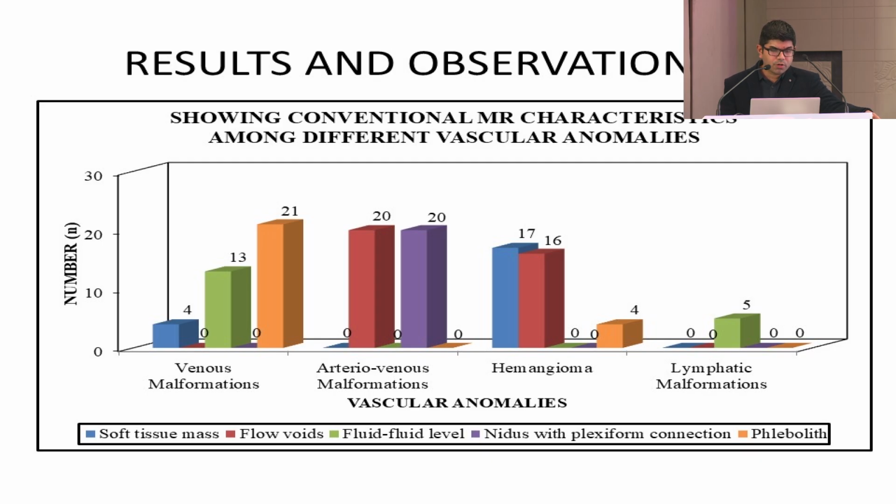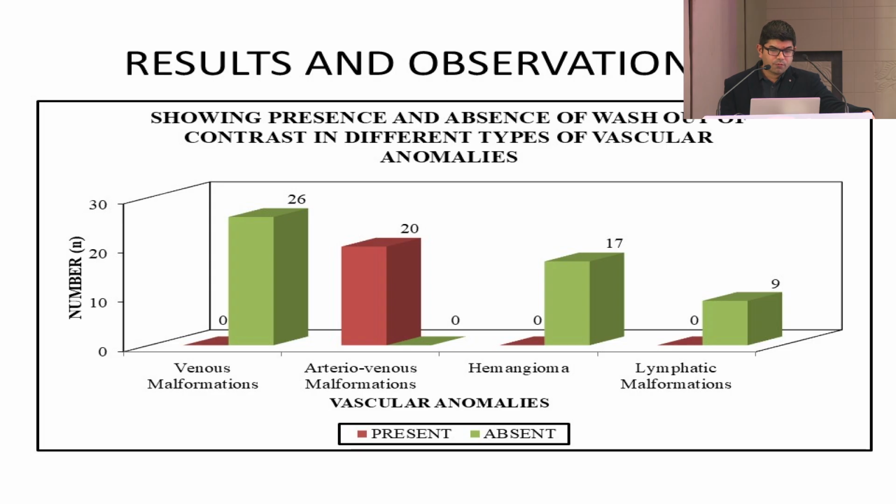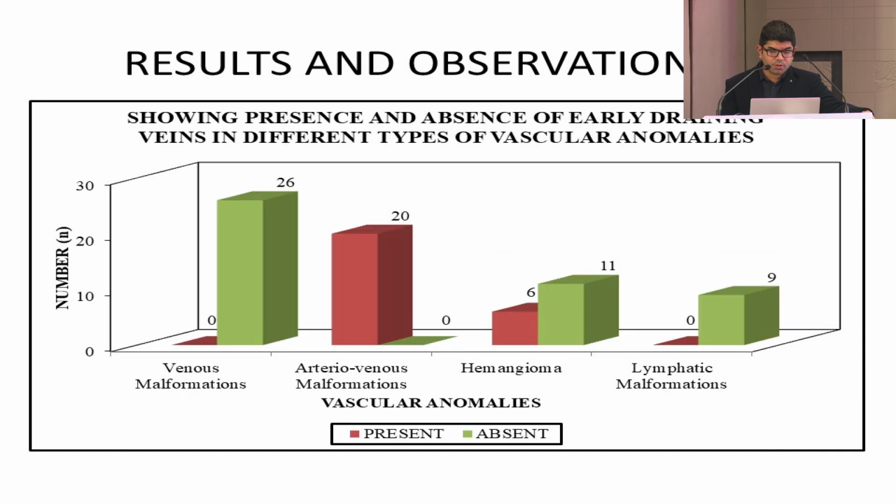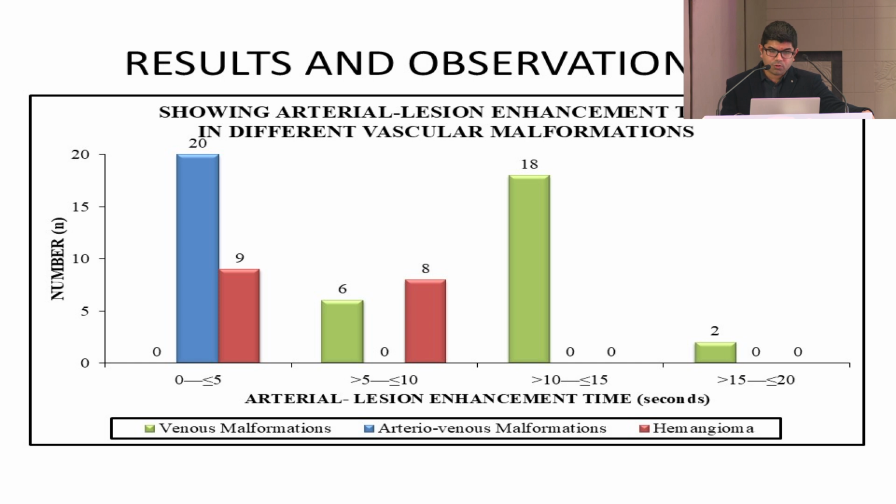So washout, as already told, AVMs definitely show early washout. Feeding vessels are definitely seen in AVMs, and hemangiomas score over that. Early draining vein is a characteristic feature of AVM and sometimes hemangioma. Early draining vein is not there in venous malformation or lymphatics. Again, as I told, contrast rise time.